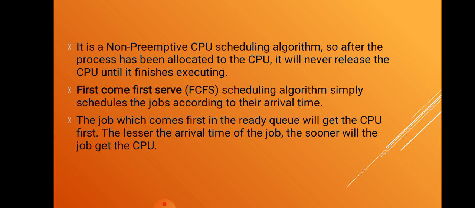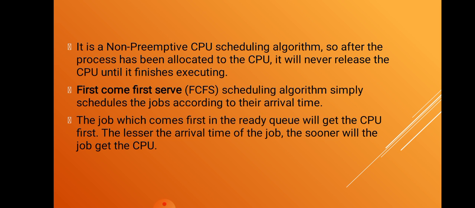In FCFS we schedule the processes or jobs according to their arrival time. So what is arrival time? It is the time at which the process arrives in the ready queue. In the first come first serve algorithm, we schedule the jobs according to arrival time. So if the arrival time of a process is 0, then we consider that process first.